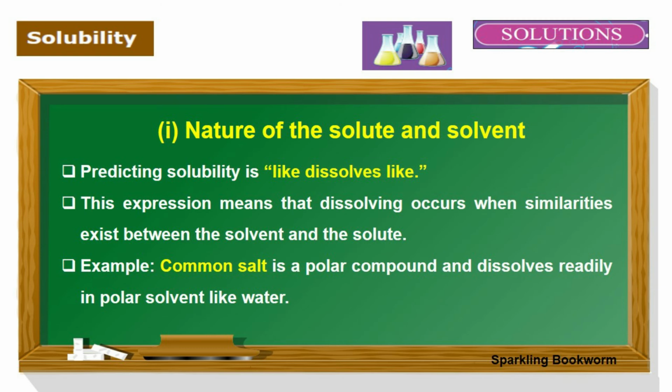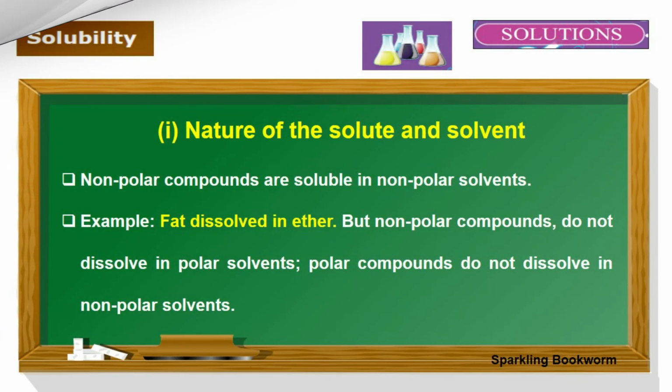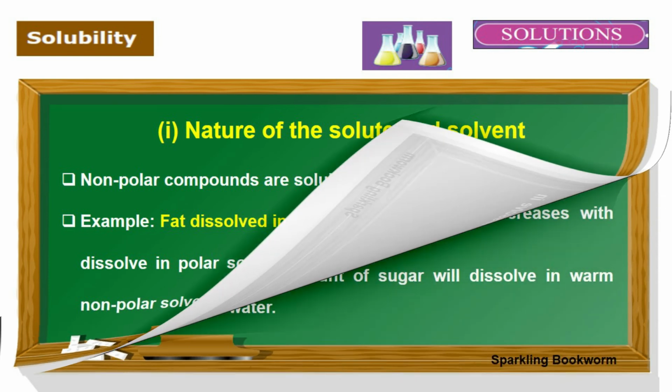This expression means that dissolving occurs when similarities exist between the solvent and the solute. Example, common salt is polar compound and dissolves readily in polar solvent like water. Non-polar compounds are soluble in non-polar solvents. Example, fat dissolved in ether. But non-polar compounds do not dissolve in polar solvents. Polar compounds do not dissolve in non-polar solvents.